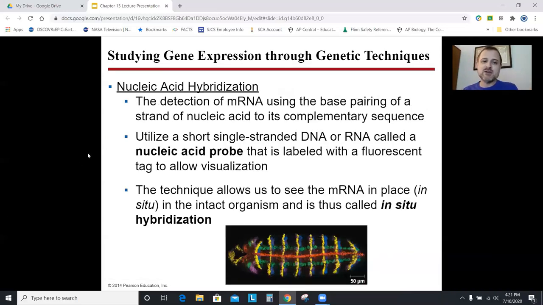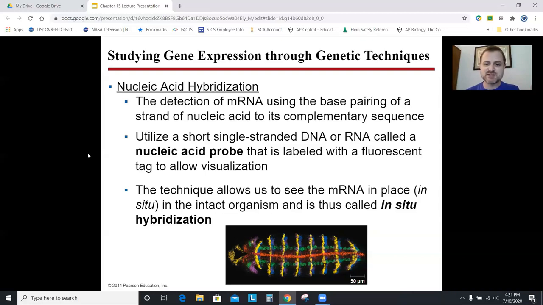So the technique that we use is called nucleic acid hybridization. So say that I'm looking for a messenger RNA. The sequence is GGGGGGGGGGGGGG. It's a bunch of Gs. And I'm looking for that messenger RNA. What I can do in a lab is make a piece of DNA or RNA that's just a bunch of Cs repeated, and I can tag it with a fluorescent dye.